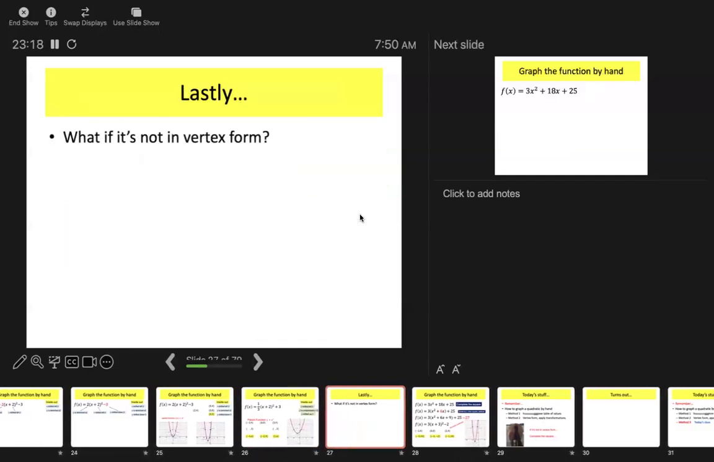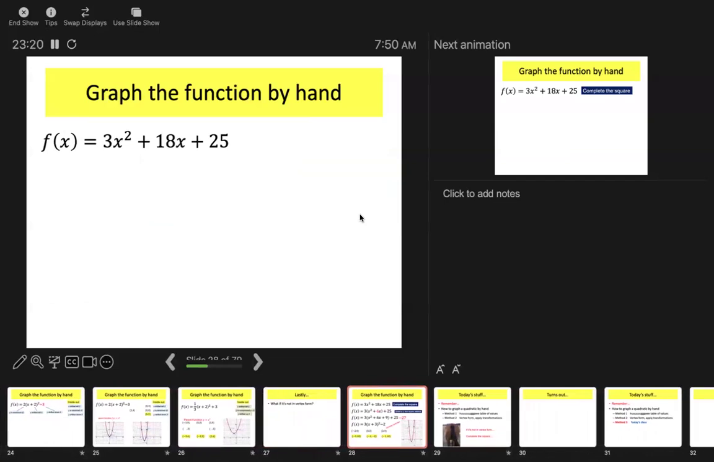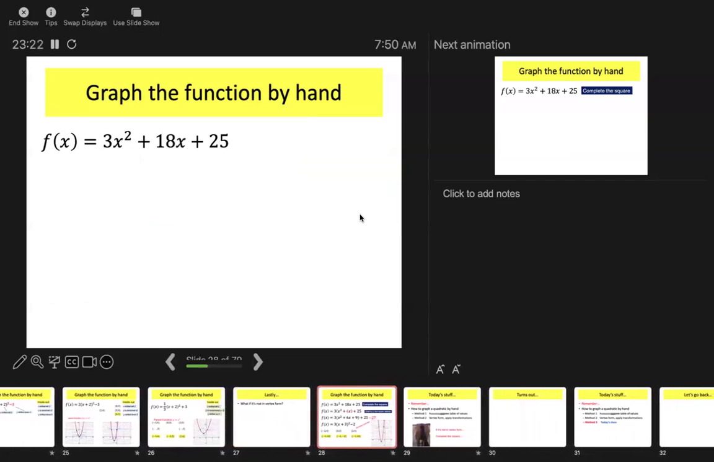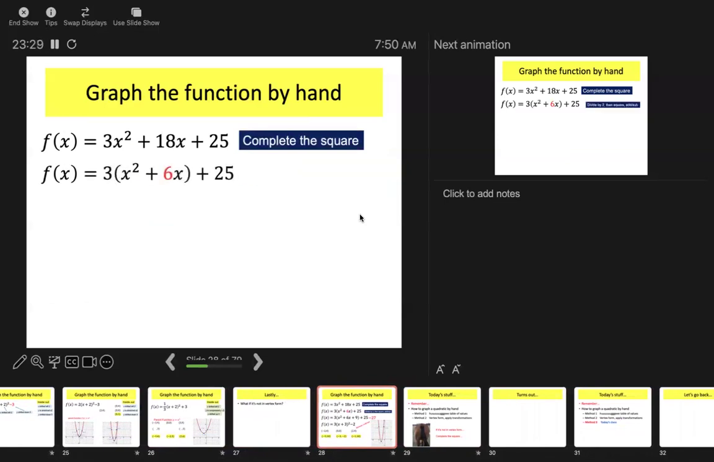Okay. Lastly, what happens if it's not in vertex form? We do complete the square. The process of complete the square is step number 1, put parentheses around the first 2 terms, the x squared and the x. Factor out whatever is attached to the x squared. In this case, it was a 3. The problem is, and I gave you nice friendly ones here, the problem is that if the second number, the coefficient attached to the x, is not divisible by 3, you get an ugly fraction that you have to do complete the square. It will still work. It will just be ugly looking.